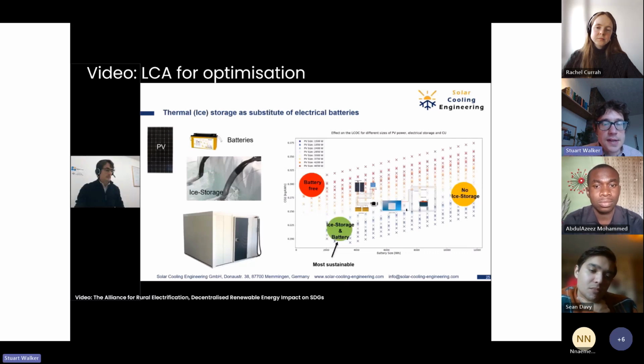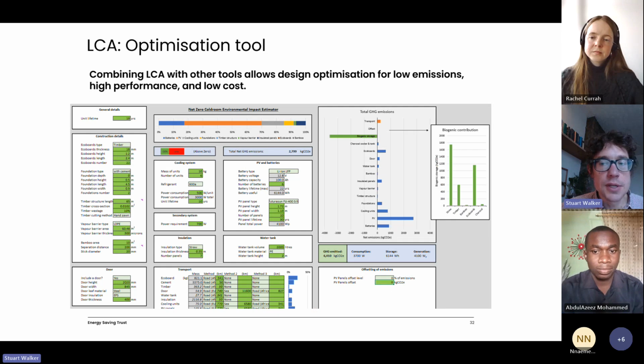Yeah, so that's getting quite deep into the design process, but it's just talking about how we can use the LCA to compare various things. We can compare the cost and the performance and the LCA and look at all those three things side by side. So one of the last things I'm going to talk about is how we've worked with Solar Cooling Engineering on this optimization process.